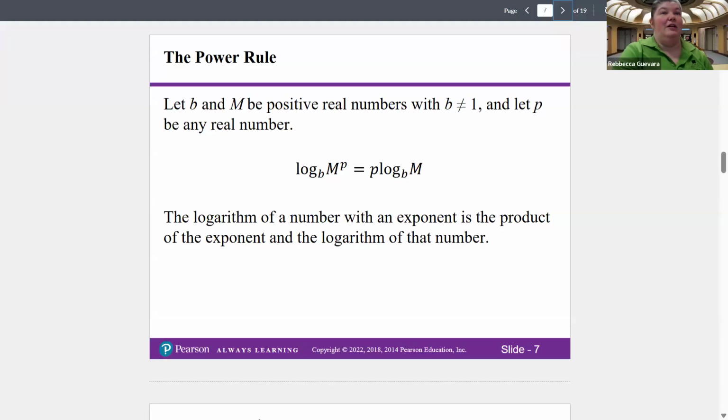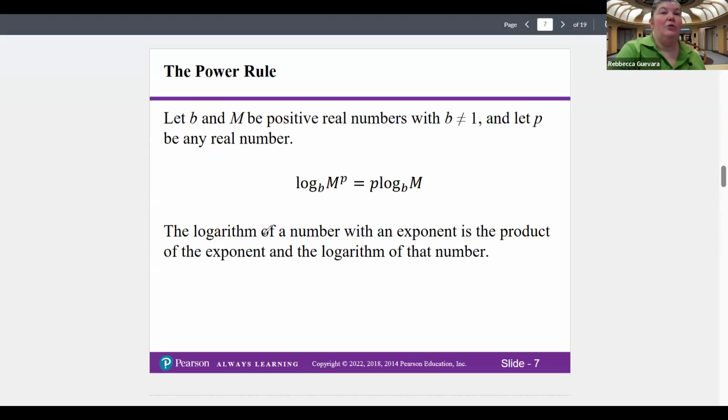For our power rule, here we're just going to have b and m be positive real numbers. B can't be 0. And then we're going to let p be any real number. So p doesn't have to be positive. It can be negative. The log base b of m to the power of p equals p log base b of m. In this case, we like to really use this one to move exponents out of the exponent position so we can play with them.